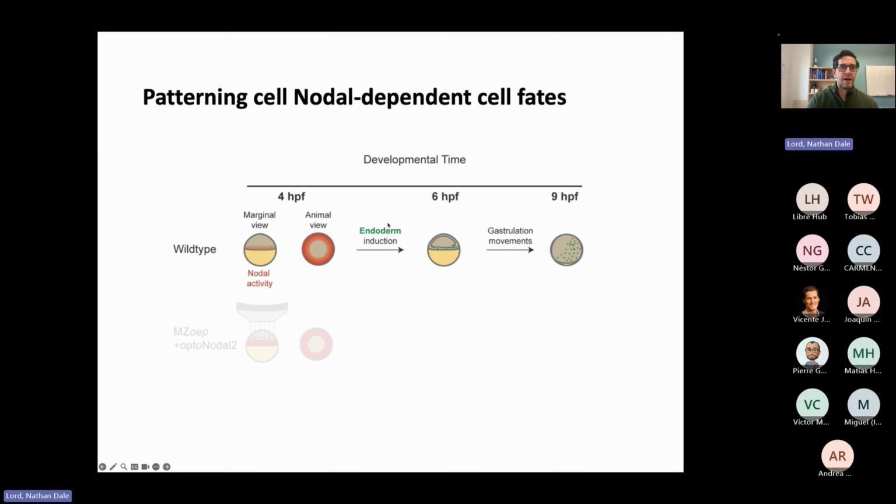And so our thought was, well, let's take an MZ-OEP mutant that has no nodal signaling and therefore no endoderm, and then project nodal signaling to where it's supposed to be in the animal, and then ask at 6 hours, can we see induction of endoderm? And at 9 hours, can we see it moving as it's actually supposed to do? So again, patterning actual cell fates and cell behaviors rather than just expression patterns of genes.